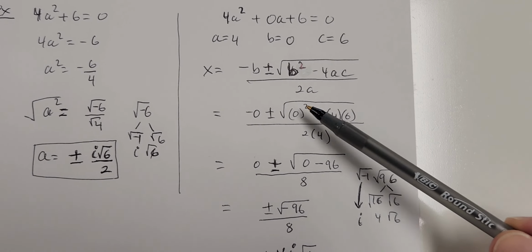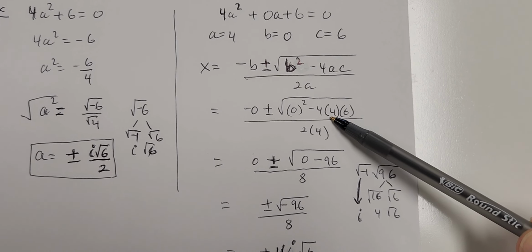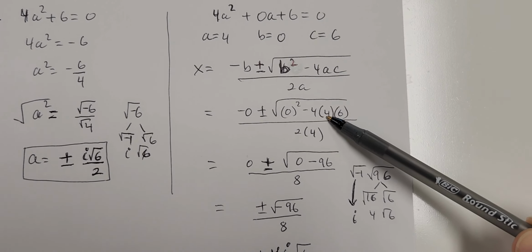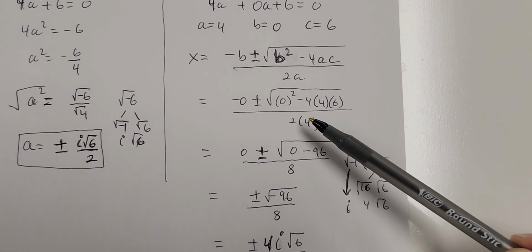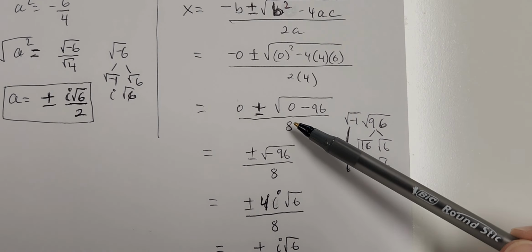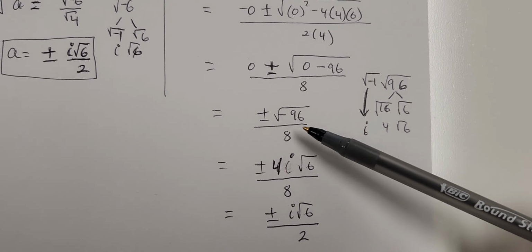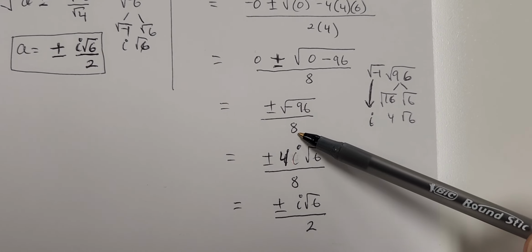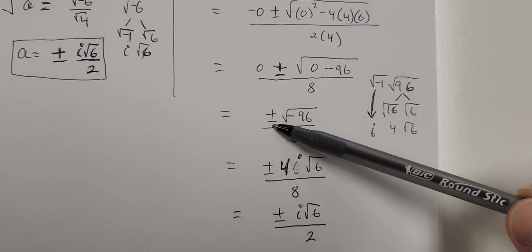That's what I have here. 0 squared is just 0. 4 times 4, that gives me 16. 16 times 6 gives me 96. Don't forget the minus. And in the bottom, I have 2 times 4, gives me this 8. Okay? If I subtract 0 minus 96, I just get negative 96 over 8. This 0 just disappeared. Okay? Don't forget the plus and the minus.